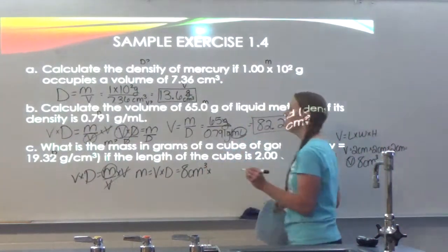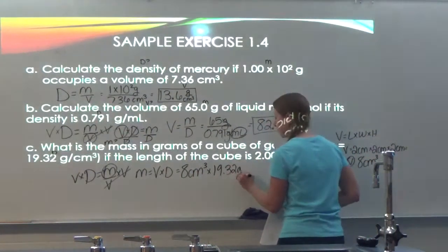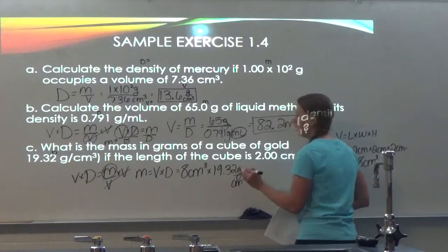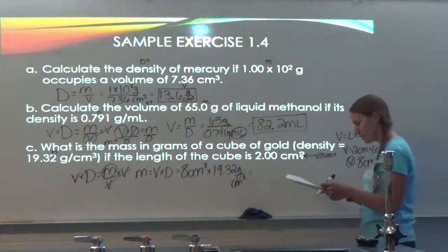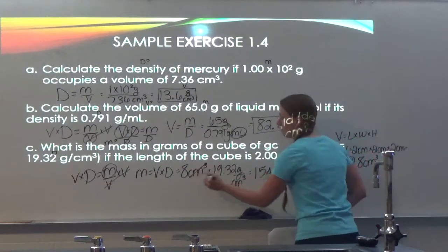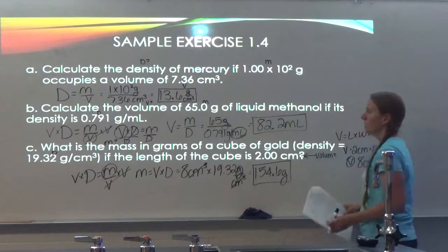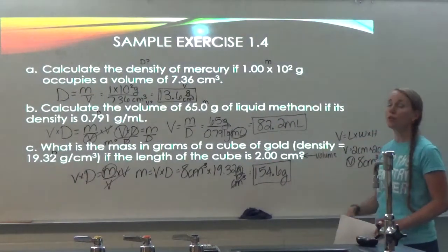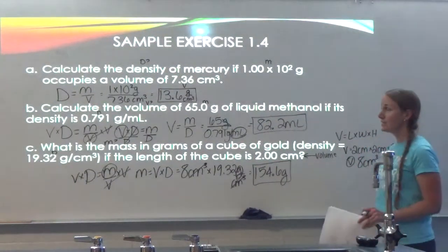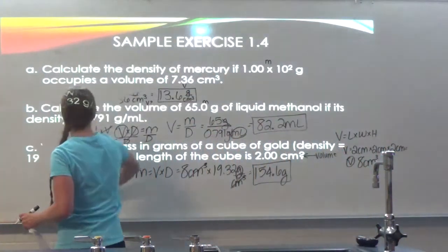So I do the volume times the density, 19.32 grams per centimeter cubed. And so this time I just multiply. So I got 154.6. Those centimeters cubed cancel, and I'm left with grams. Okay, so this was showing all 3 ways you can use the density formula. All right, so let's move on and try a few more.